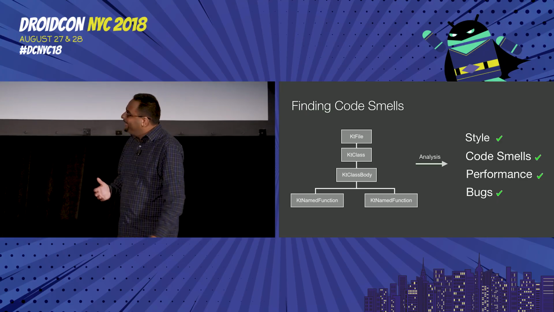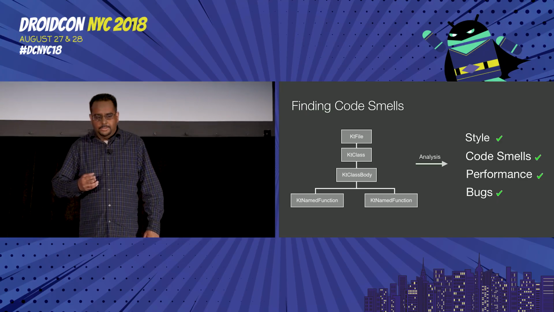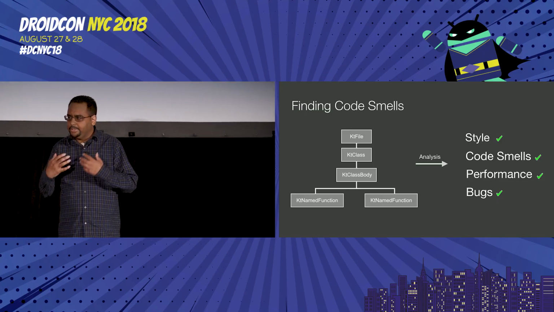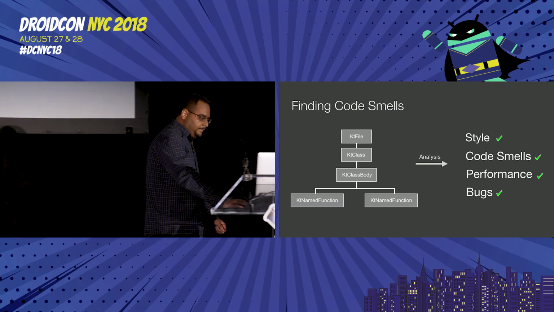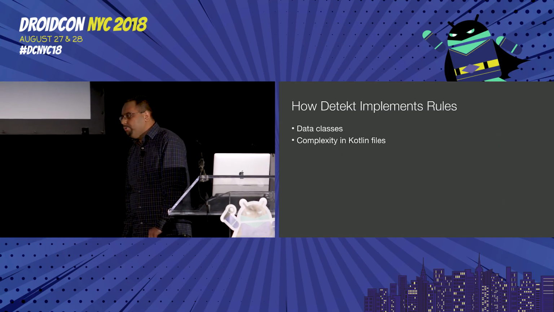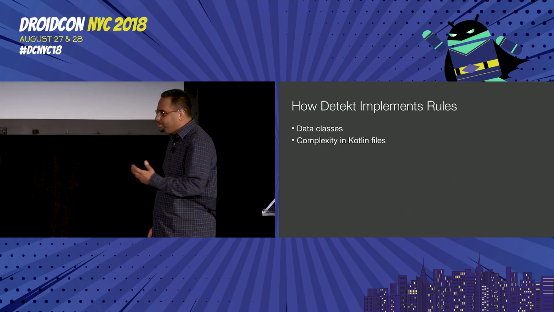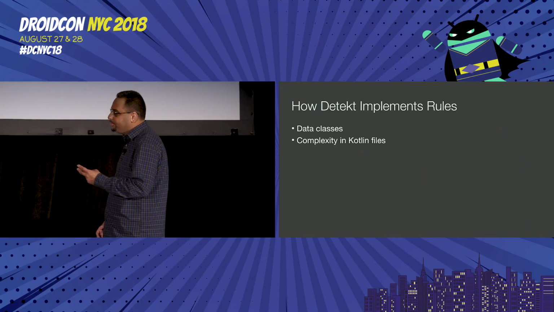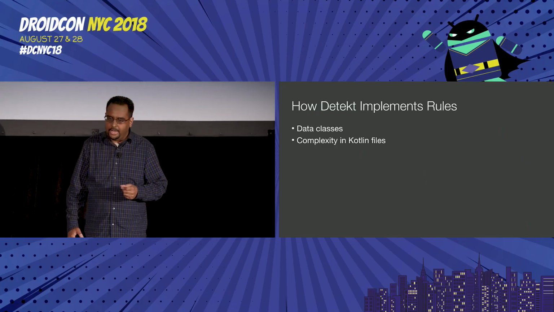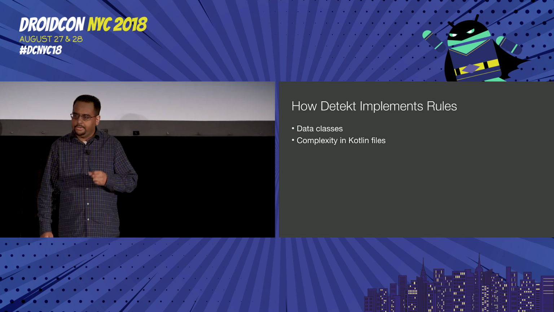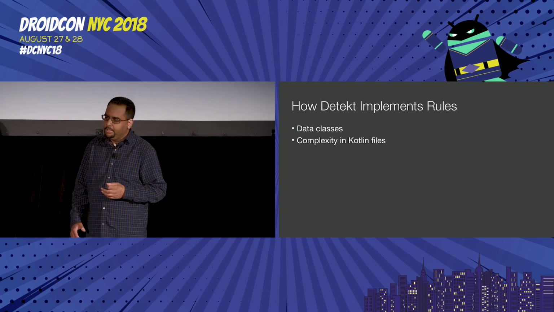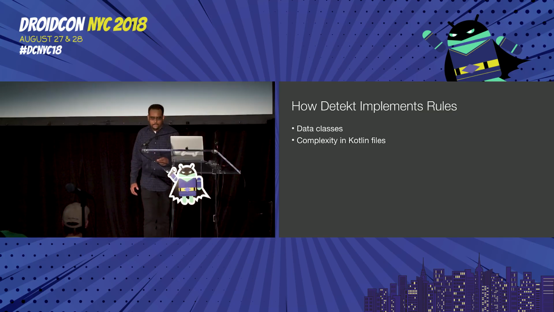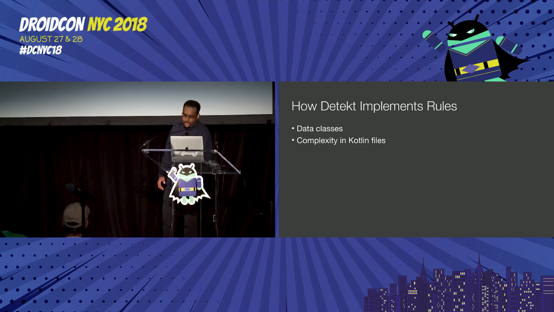So, now what Detekt will do is going to analyze this tree. I want to show you how it implements two simple rules. One around data classes and another around computing the complexity in your source file, right? Let's look at two simple rules, right? With all that knowledge that we just acquired.